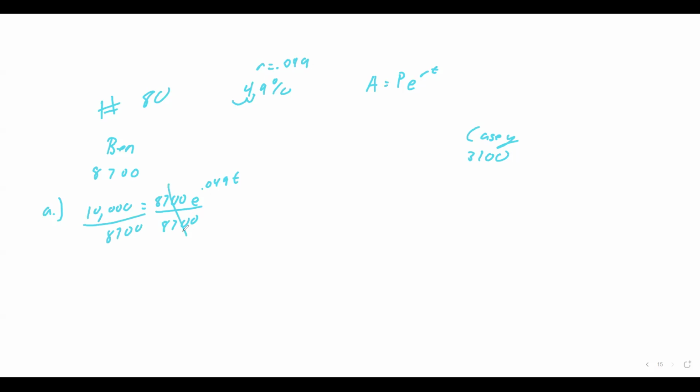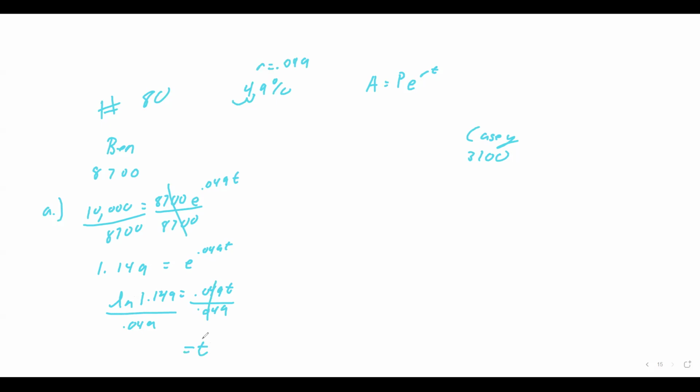Let's see. So we get 10,000 divided by 8,700 is 1.149 equals e to the 0.049t. We would then use the log rule. So this would be natural log of e of 1.149 equals 0.049t. And then we'll divide by 0.049 on both sides.